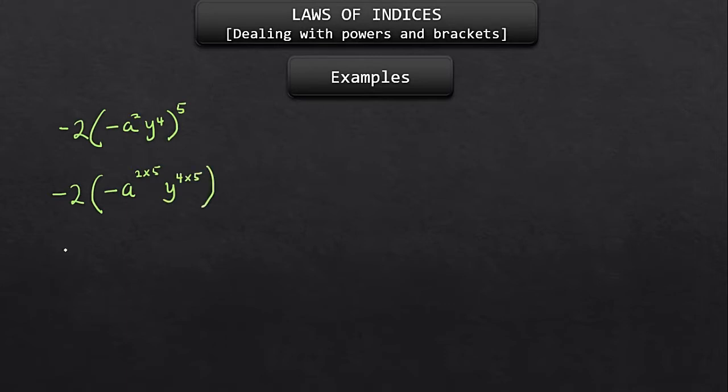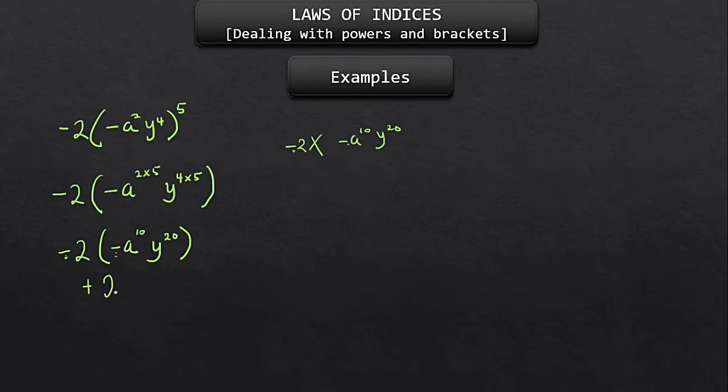So that's it. Here we have minus 2 into minus a, 2 times 5 is 10, and then y, 4 times 5 is 20. And then since we have a multiplication sign, it is just like saying minus 2 times minus a raised to power 10 y raised to power 20. So it means that this minus and this minus will multiply also. This minus sign times this minus sign is a plus sign. And then we have 2 a raised to power 10 y raised to power 20. So that's it. Very, very simple.